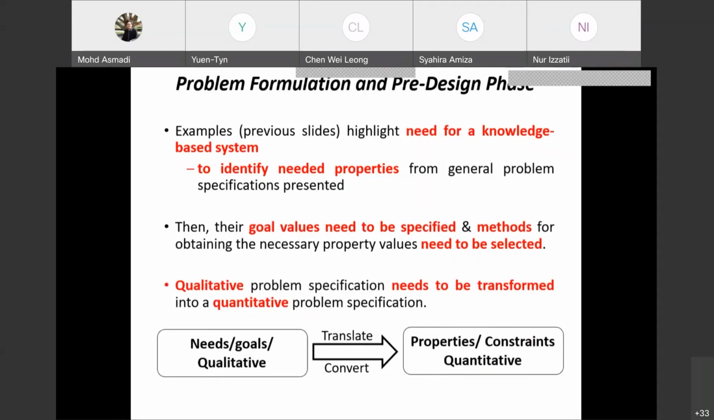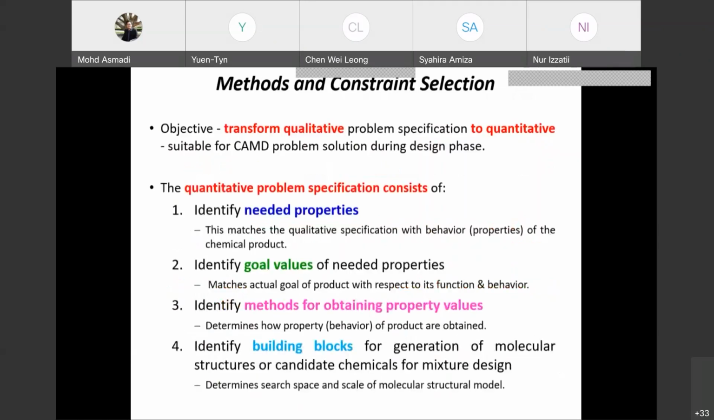Actually, the qualitative problem consists of problem specification. The quantitative problem specification consists of: identify needed properties, identify goal values, then methods for obtaining property values, and identify the building blocks. This is the identification from the problem specification when we want to transform the qualitative problem to the quantitative one. For example, for acidity, we have to refer to the pH.